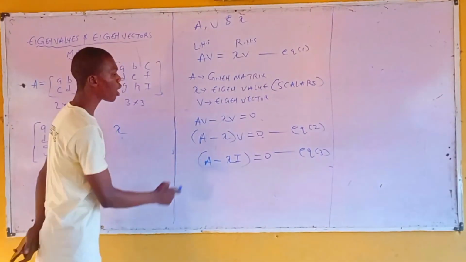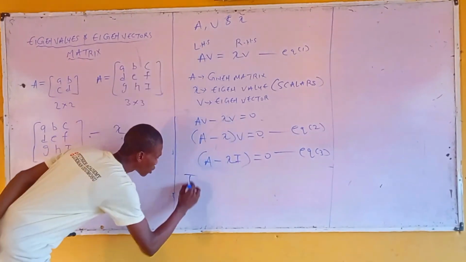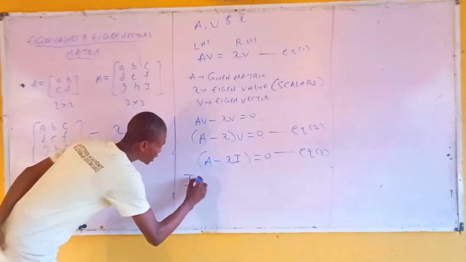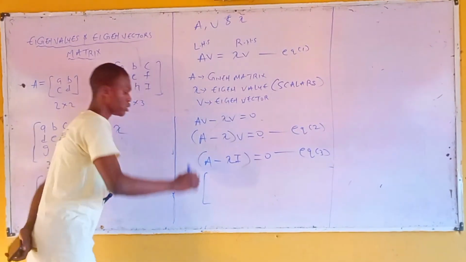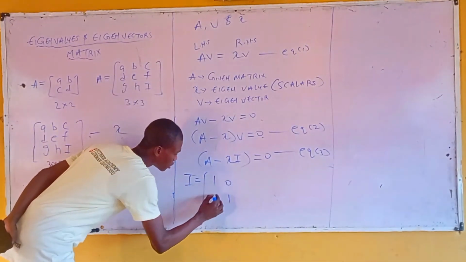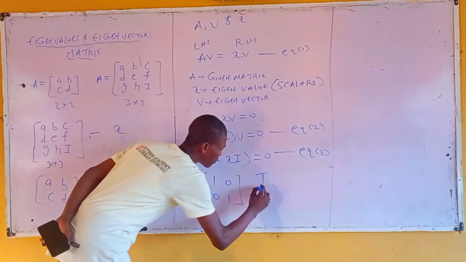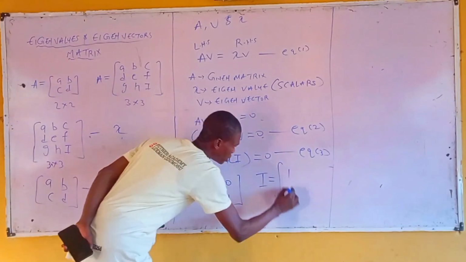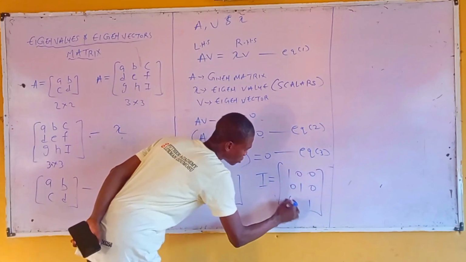But from here, what you must know is that I is what we call the identity matrix. Identity matrix for a 2 by 2 matrix. Don't forget, diagonally, you have what? 1. Then fill up your matrix with the entry 0. Similarly, for a 3 by 3 matrix, diagonally, you have what? 1, 0, 0, 0, 1, 0, 0, 0, 1.